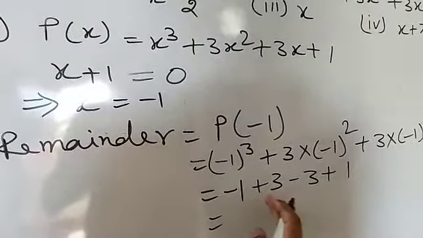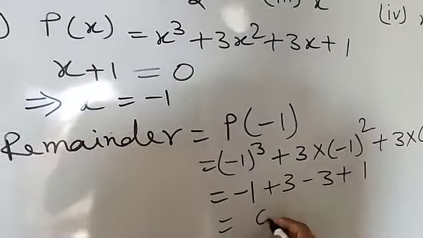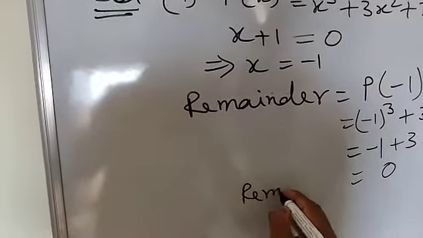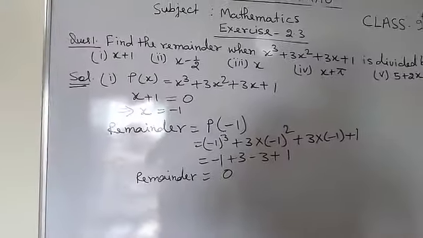Now plus 3 and minus 3 cancel, minus 1 and plus 1 cancel, so it is equal to 0. So here the remainder equals 0. In the first one, you get the remainder equal to 0.